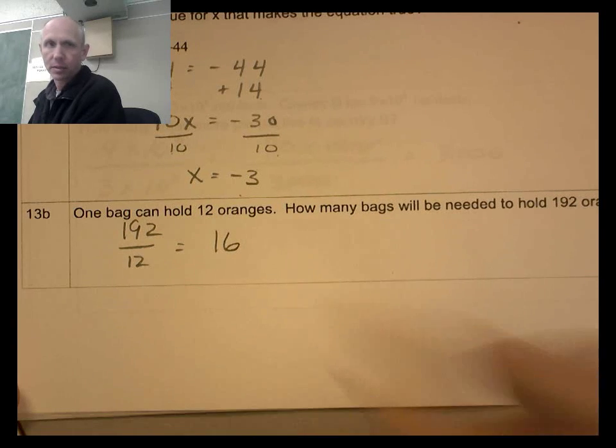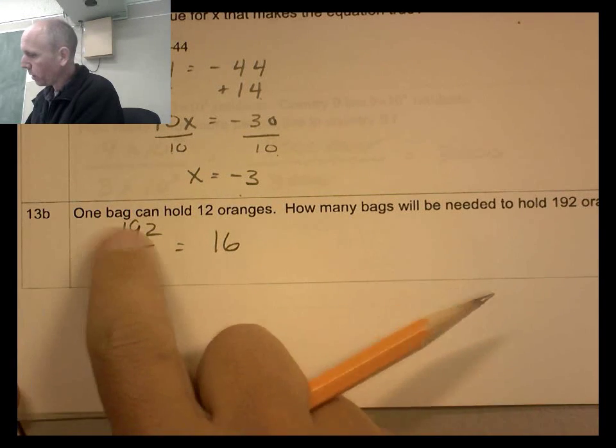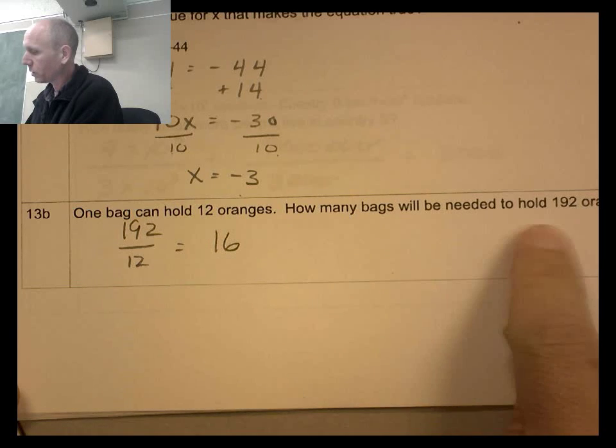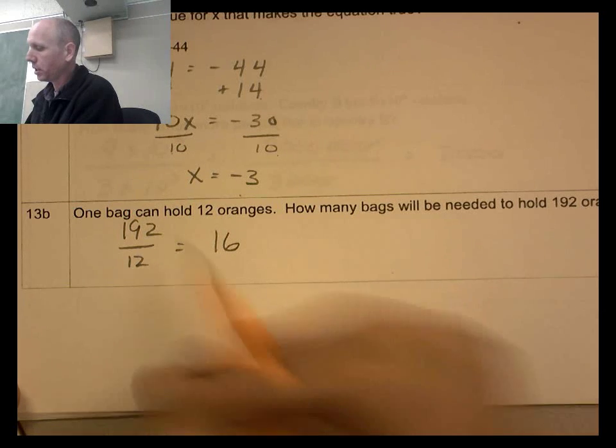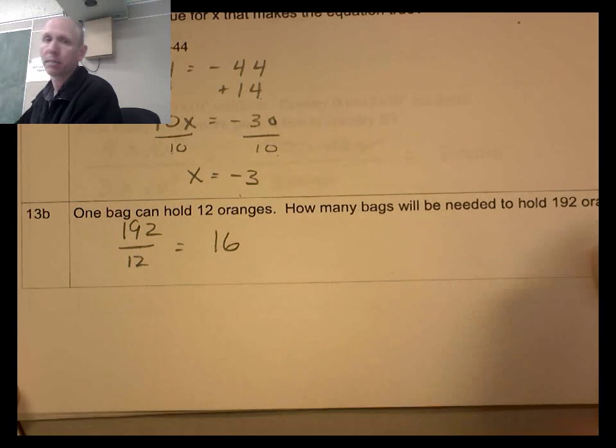This one's not on the test. It's just a setting you up problem. So one bag can hold 12 oranges. How many bags will be needed to hold 192 oranges? 192 divided by 12 is 16 bags.